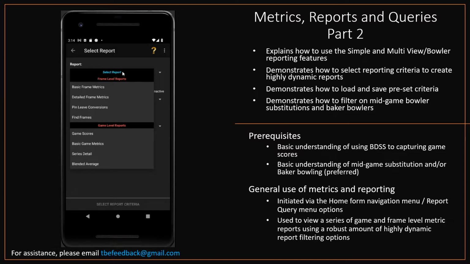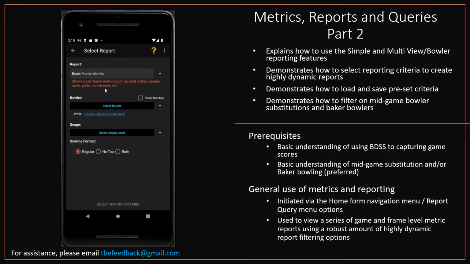You'll see two groups. Frame level reports are reports that show metrics at the frame level, such as total strikes, spares, first ball average, etc. Game level reports are reports that show metrics at the game level, such as game scores, high game, high average, series detail, etc. And depending upon the report level, and in some cases the actual report chosen, the filtering criteria available to select may differ. So let's take a quick look at these reports.